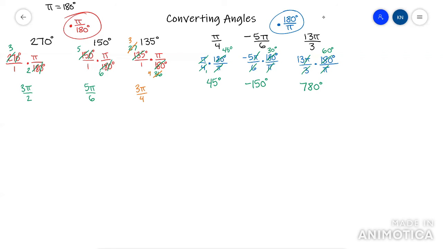So that's how you convert angles from degrees to radians or radians to degrees. Hope this video helped.